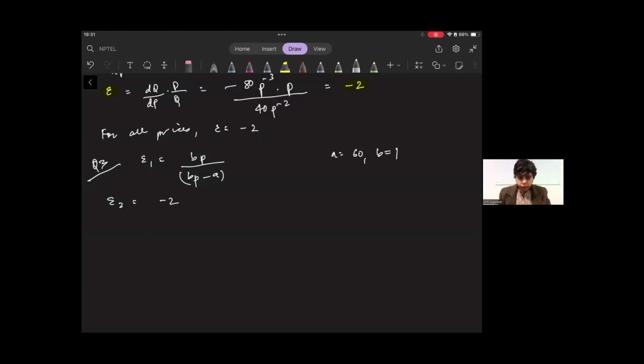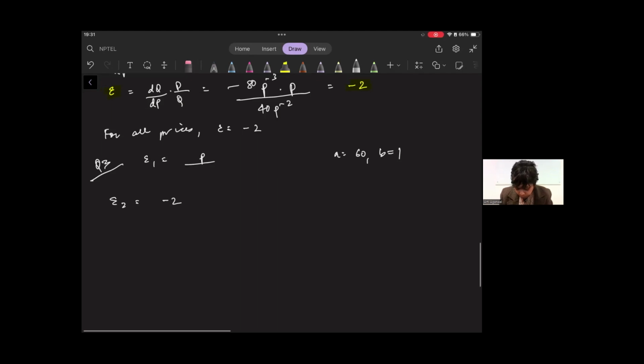So let's assume these values. We can just rewrite the equation instead of these values. BP, so that becomes P. BP minus A, right? P minus 60, that is the equation given, right? Just checking. B is equal to 1, right? Yes. So now what do you think?